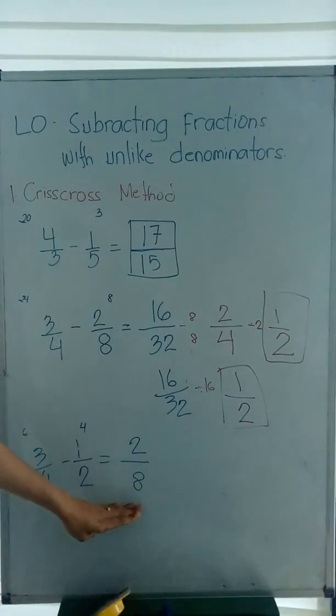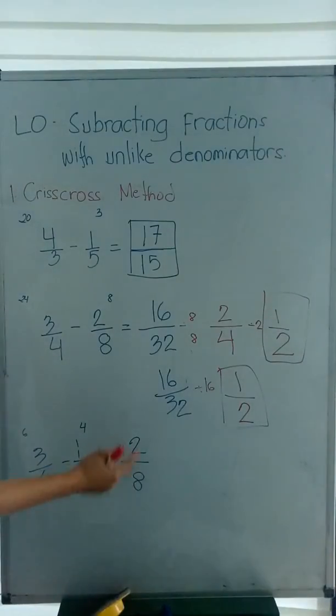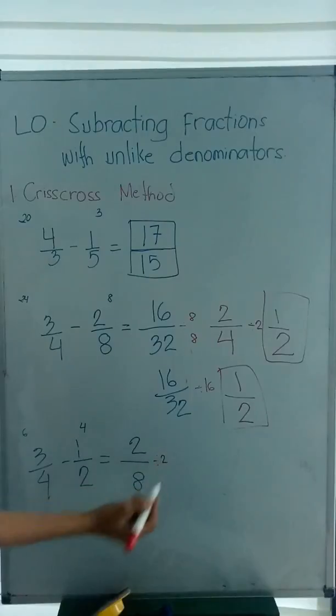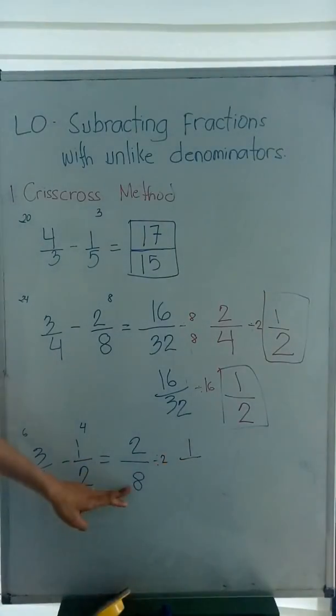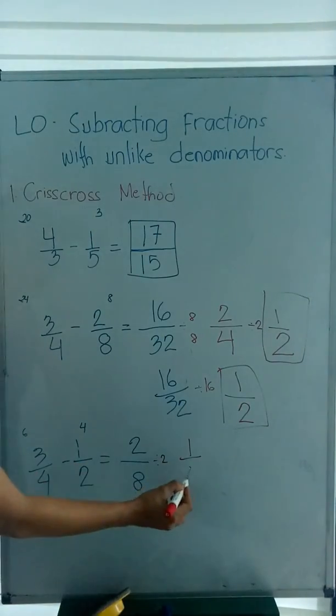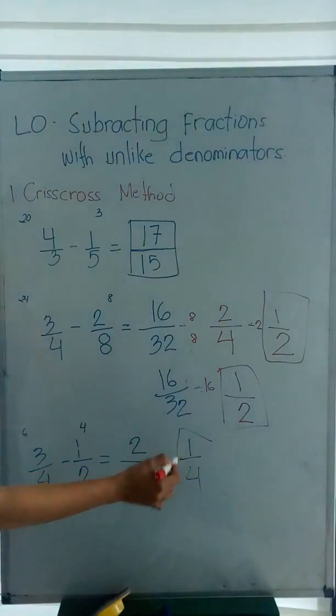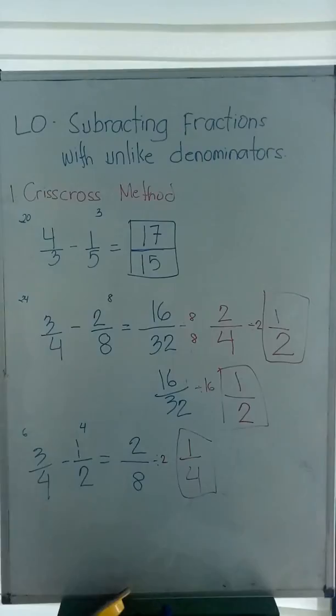Again, look at it. Yes, it's a small fraction, but it can still be simplified. We can use the number 2 to divide both of them. So 2 divided by 2 equals 1. 8 divided by 2 equals 4. So this is our final answer.